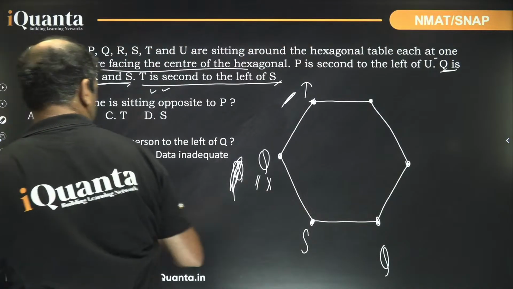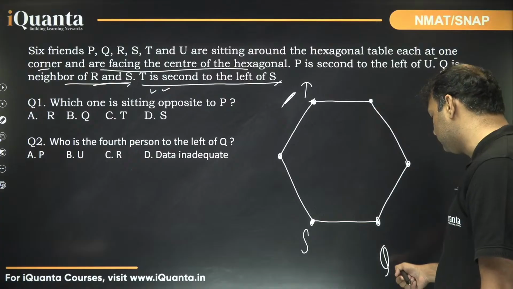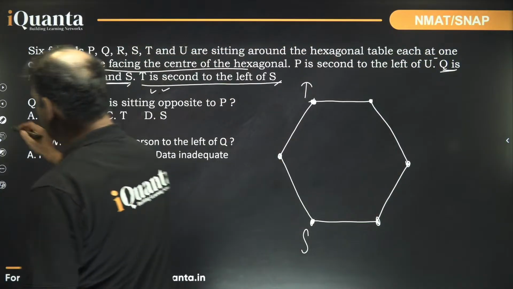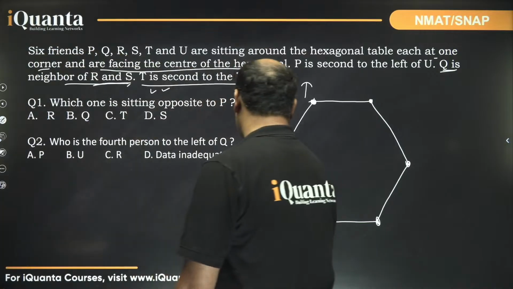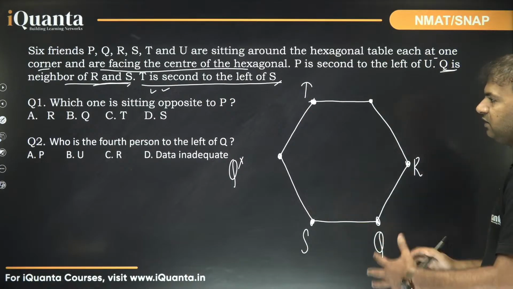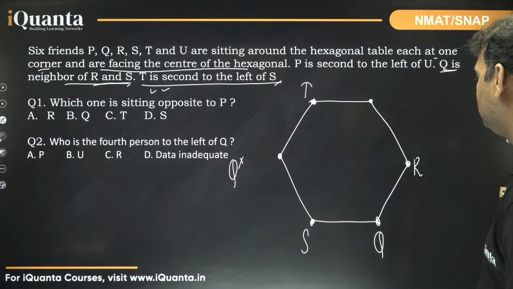So the only possibility for Q is this one. The only possibility of Q must be this one. Very simple. So let's draw the position of Q finally. Q just can't be here. Q can be here, and the second neighbor of Q, R, must be here. So this is how we quickly are able to draw 4 people, P, Q, R, and S.